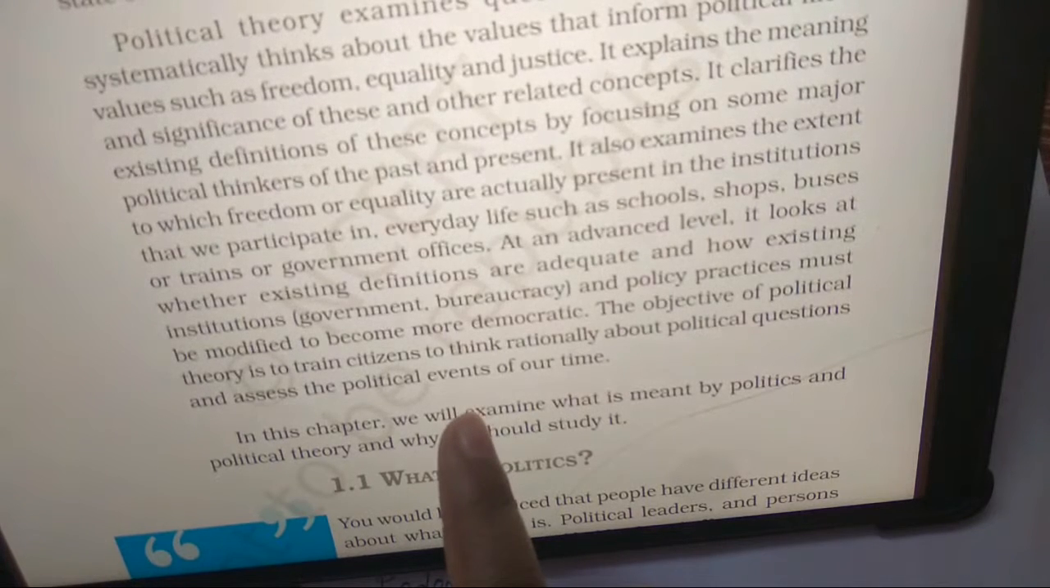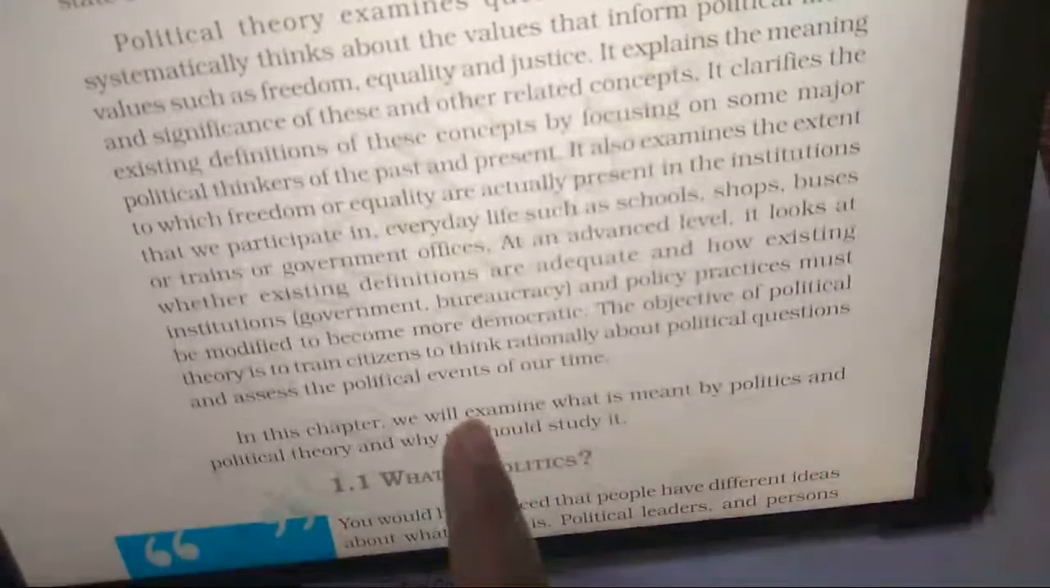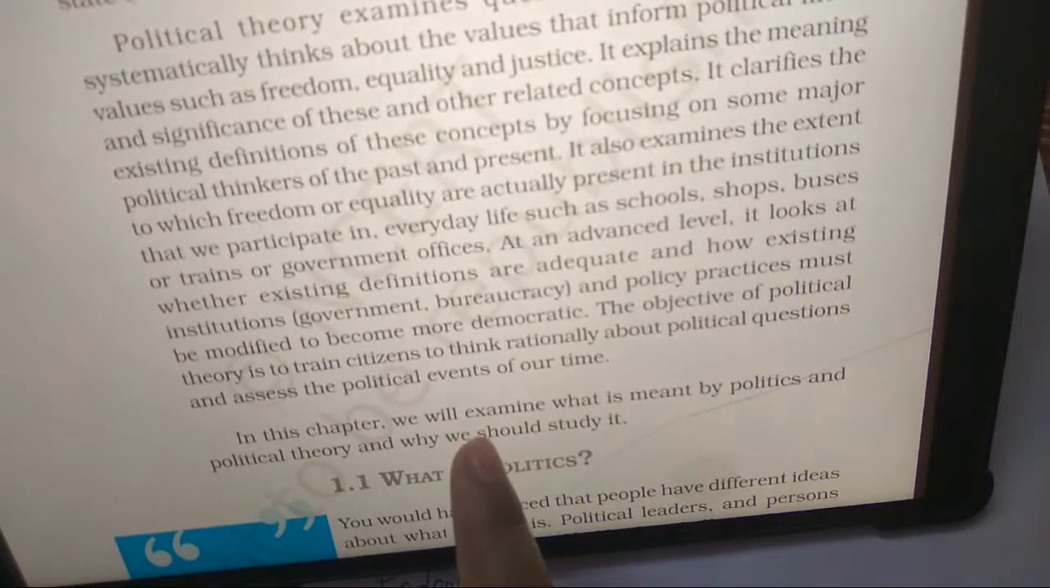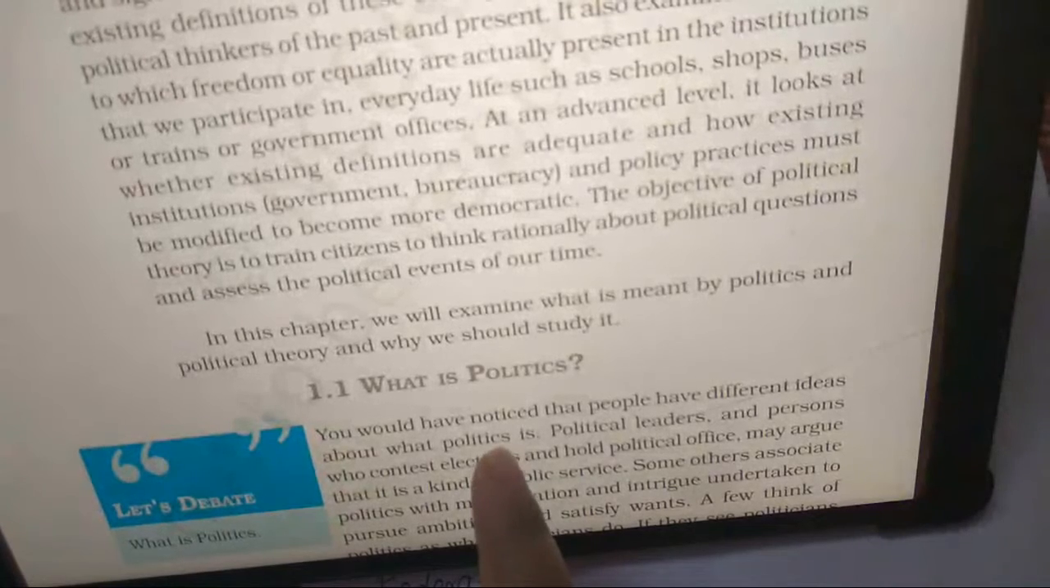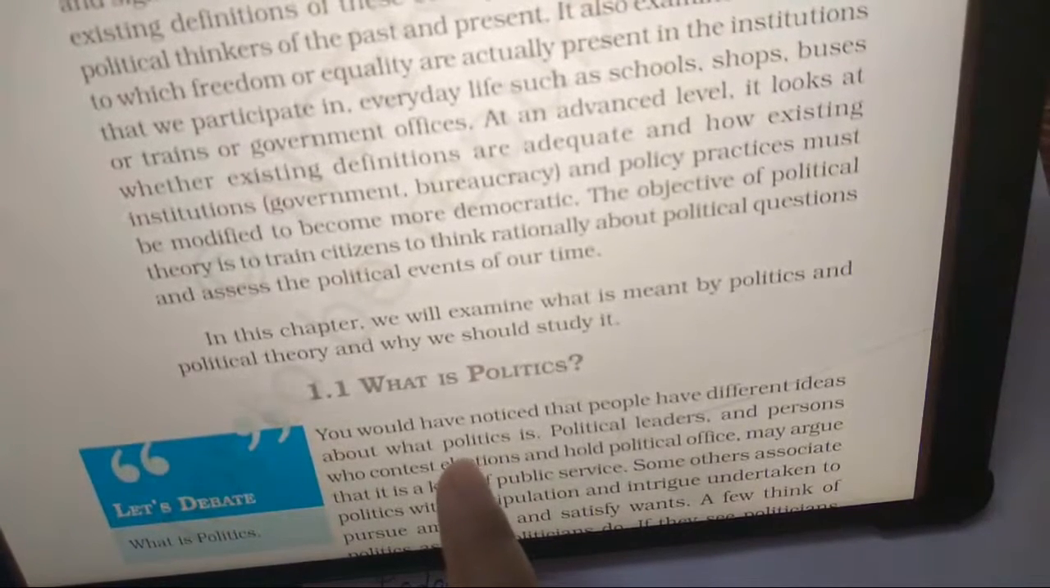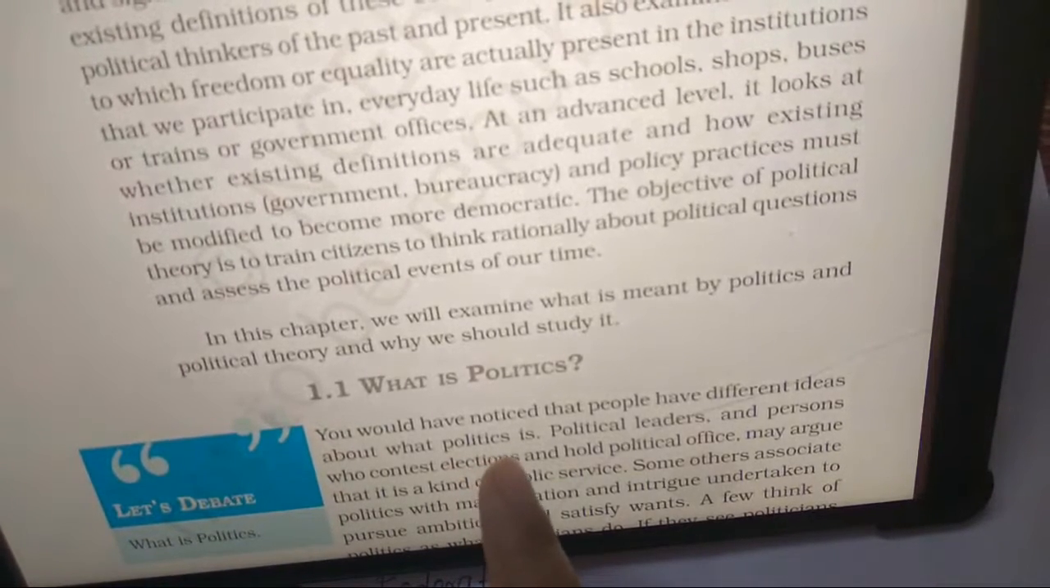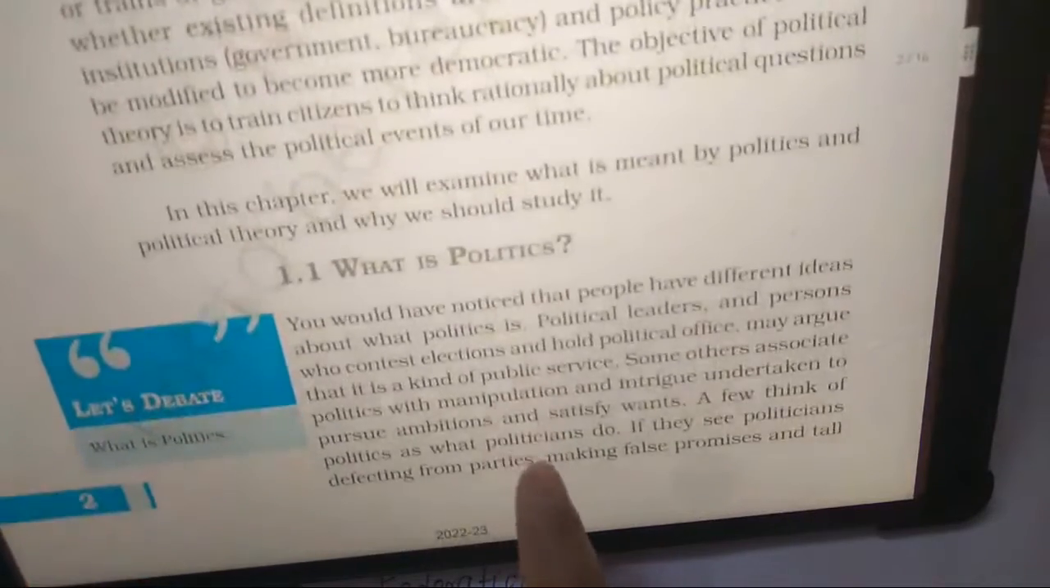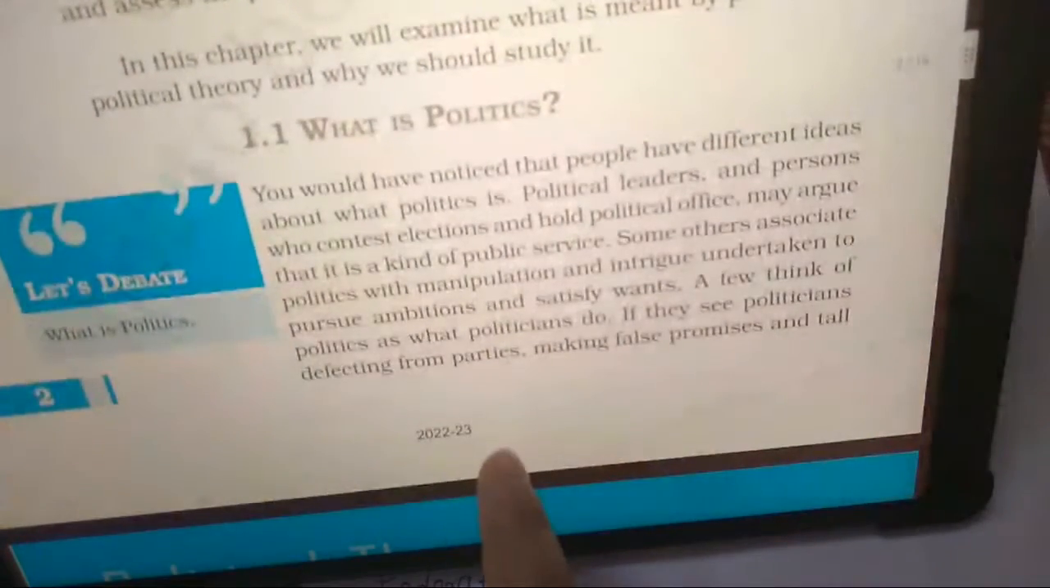The objective of political theory is to train citizens to think rationally about political questions and assess what is meant by politics and political theory and why we should study it. What is politics? Let us debate.